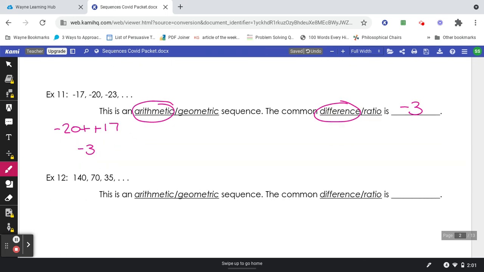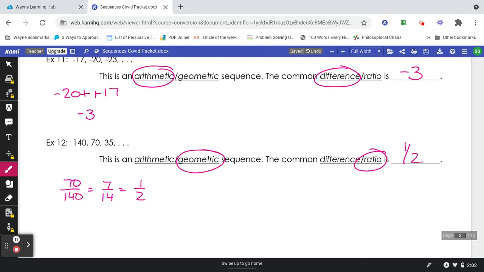For number 12, 140, 70, and 35. Again, those look like pretty large jumps between the 140 and the 70 compared to how far it is from 70 to 35. So this one must be geometric. And I'll do 70 divided by 140, reduced by 10, and reduced by 7, 1/2. You could also change that to 0.5 if you'd like. And that's all the notes for today.